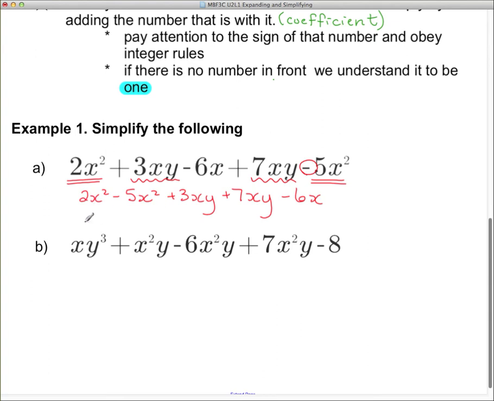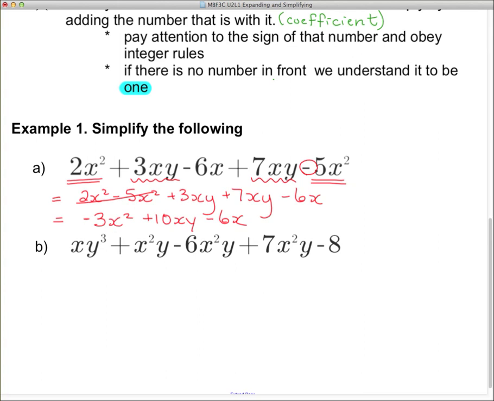So 2x squared minus 5x squared, 2 minus 5 is negative 3. And of course we still have those x squareds there. And so that took care of those. Now these two ones, 3xy and 7xy, gives me 10xy. And then of course this minus 6x didn't have anything to go with it, so we leave it as minus 6x. Now when we're doing this, we're going to make sure we put equal signs out in front of each row, and we go down. Don't go across the page, go down the page.